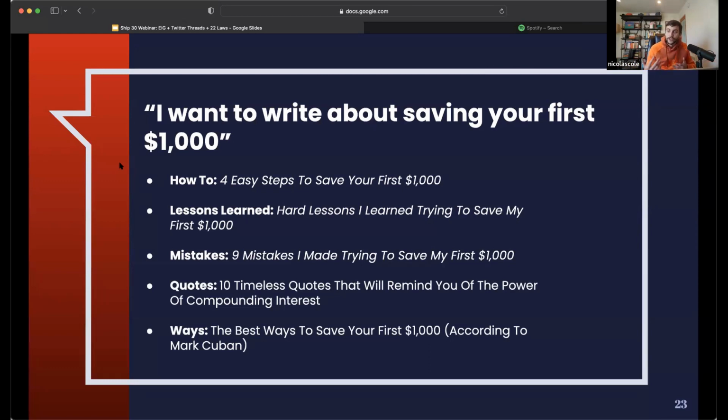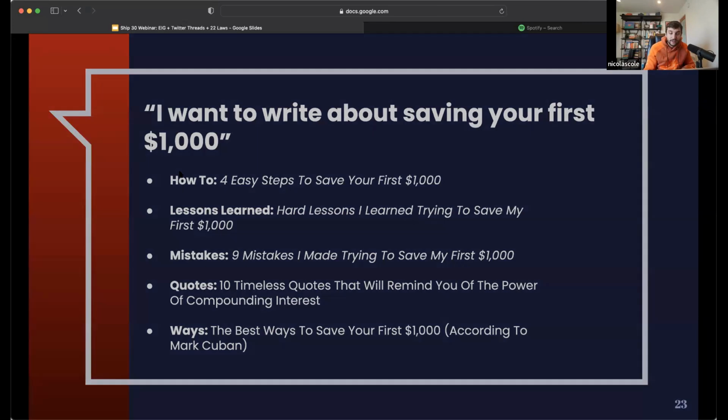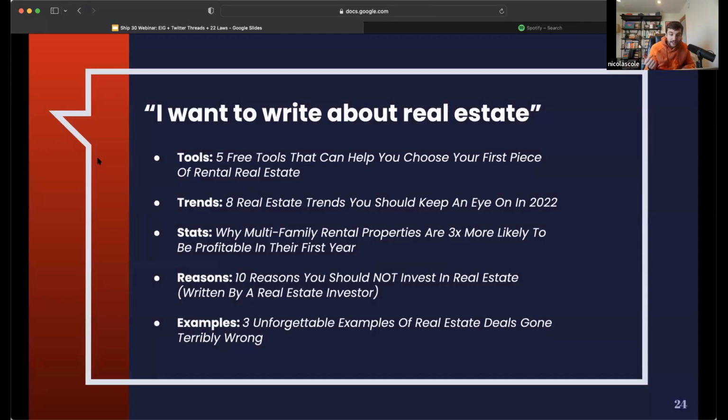So the reason that we like sharing these proven approaches is the same thing. If you take one topic and keep the topic the same, keep the audience the same, so that maybe you'll have to change based on the approach a little bit, and all you're doing is changing steps to lessons, to mistakes, to quotes, to ways, right? Tools, trends, stats, reasons, examples. Okay. All you're doing is changing the approach. You now have a dozen different pieces because they're all different for the reader.